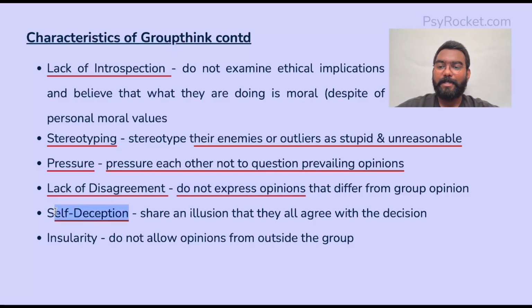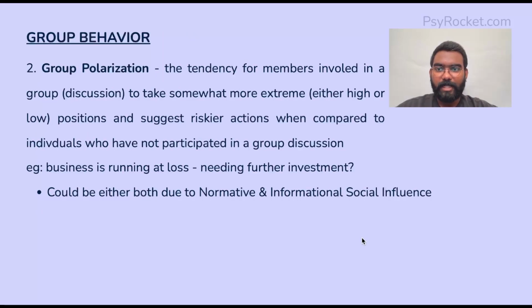Then there is self-deception. See, self-deception is interesting. In a group of 5 members, I might have an opinion that whatever the group is believing is wrong. But I might think that all the 4 other people believe it is right. But in reality, at least 2 to 3 members believe the same way as I do. But I believe in an illusion that they all agree with that particular decision. So that is nothing but self-deception. Then there is insularity. Insularity is nothing but they do not allow opinions from outside of the group. Then, in group behavior, after groupthink, there is group polarization.